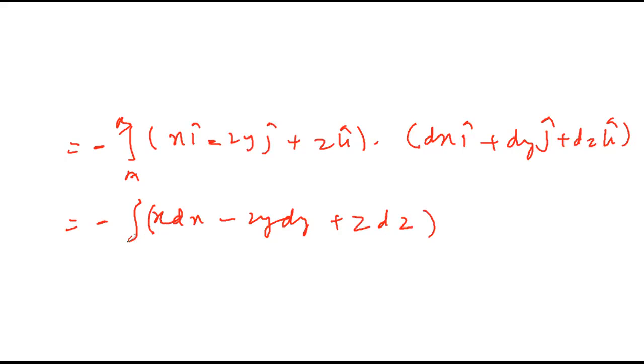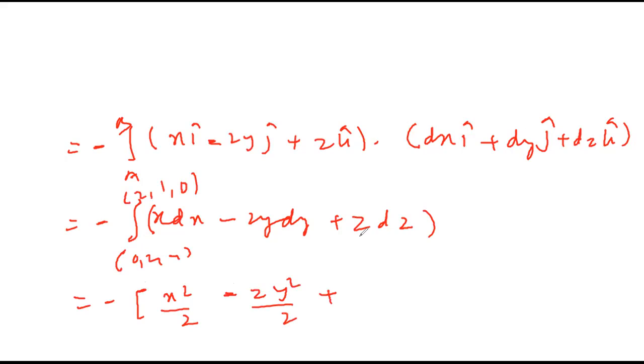From A to B, the coordinates are given. A coordinate is 0 2 4 and B coordinate is 2 1 0. So this will be minus of the integration of x, which is x square by 2, minus 2 y square by 2, and the integration of z is z square by 2. The limits of integration are given, 0 2 4 to 2 1 0. Please copy till this.